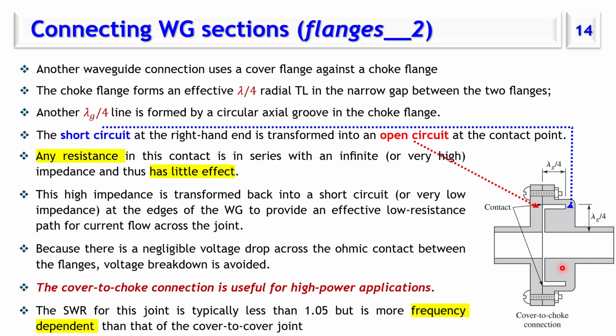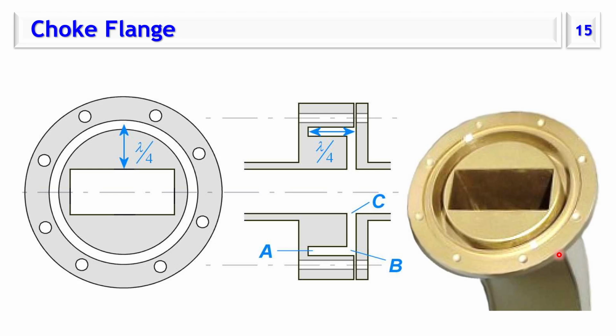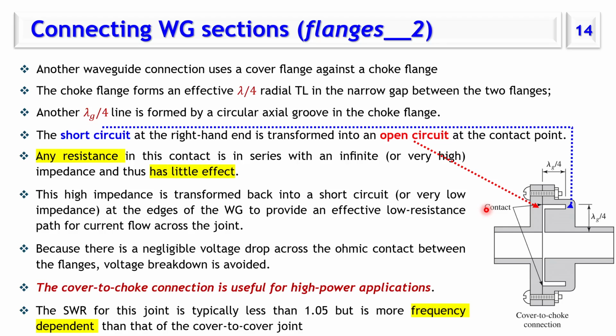The choke flange is like this. We have a circular groove, and we have a certain distance. So how does it work? This distance here is lambda guide by 4, and this is short circuited here. So what we see here is an open circuit. If we are looking in this direction, we see an open circuit here.